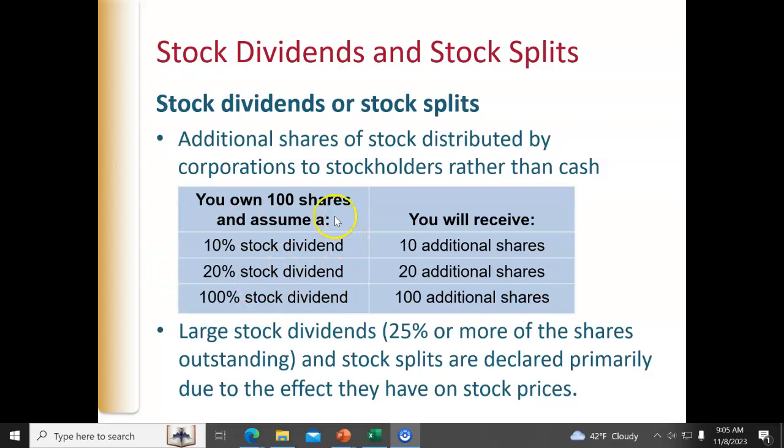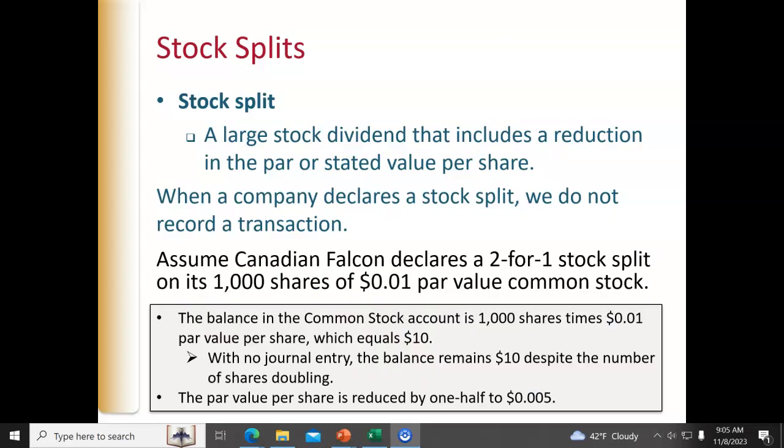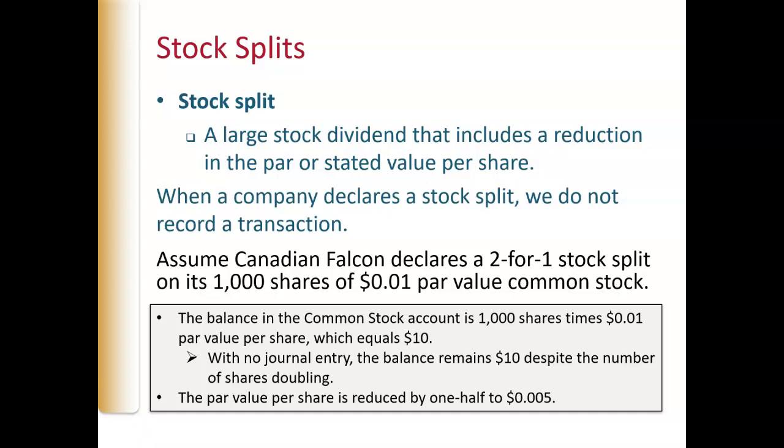So let's just say you own 100 shares of stock and they're going to give you a 10% stock dividend. What that means is you're going to get an additional 10 shares. If it's a 20% stock dividend, that means you're going to get 20 more shares. And if it's a 100% stock dividend, then you're going to get 100 additional shares. A split is a large stock dividend that includes a reduction in the par or stated value per share. So if a company declares a stock split, we do not record a transaction then.